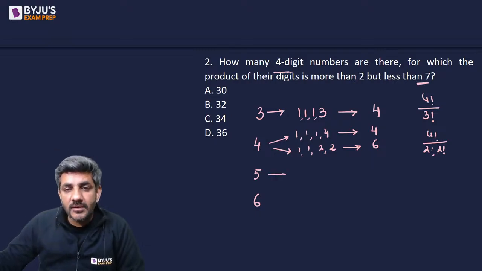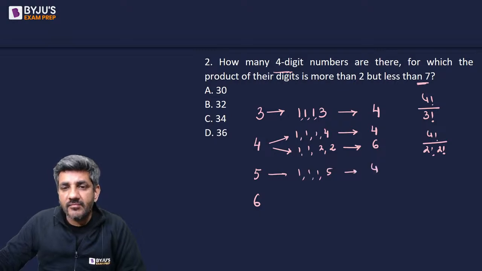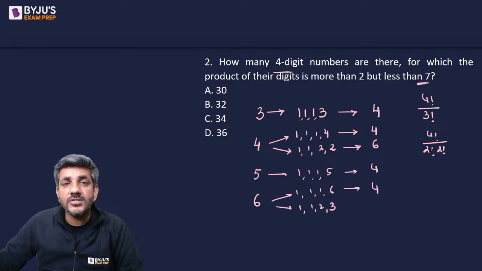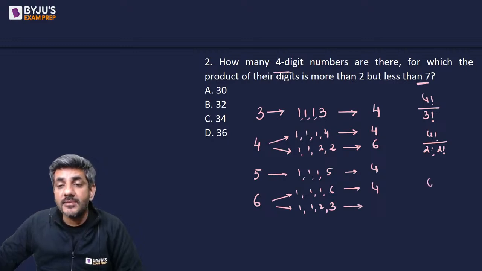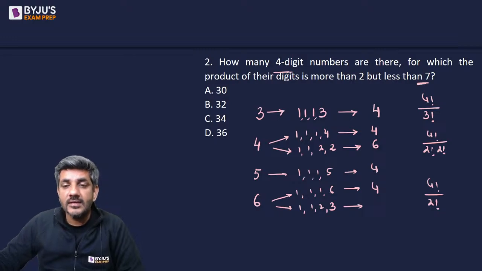Now 5 can only be formed with 1, 1, 1 and 5, which can again give me four numbers, but 6 can be made by 1, 1, 1 and 6 or 1, 1, 2 and 3. 1, 1, 1, 6 से फिर से चार numbers बनेंगे, but 1, 1, 2, 3 से कितने बनेंगे? It is 4 factorial divided by 2 factorial because two of the digits are similar, that is 12. So 12 plus 4 is 16, plus 4 is 20, plus 6 is 26, plus 4 is 30, plus 4, it is 34.